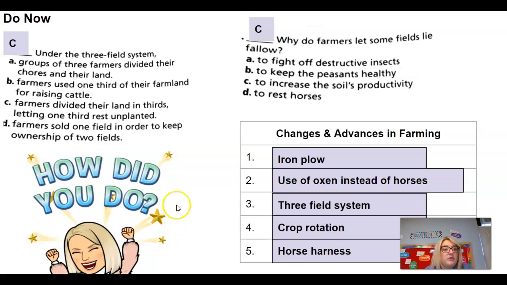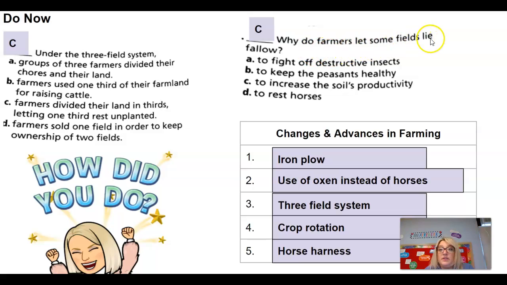All right, so for number 1, under the 3-field system, farmers divided their land into thirds, letting 1/3 rest unplanted. Now, one way to think about it is 3-field system. Automatically, 3 of these options talk about a third or some sort of number of fields. In D, they're talking about the ownership of 2 fields. No, we're talking about a 3-field system. For B, it says farmers use 1/3 of their farmland for raising cattle. That only talks about 1/3 of the land. We're talking about 3 fields. So farmers divided their land into thirds, letting 1/3 rest unplanted. So if you're ever stuck about what exactly the 3-field system is, you want to refer to at least looking to the number 3. If the number 3 is not in the response or possible answer, it cannot be correct.